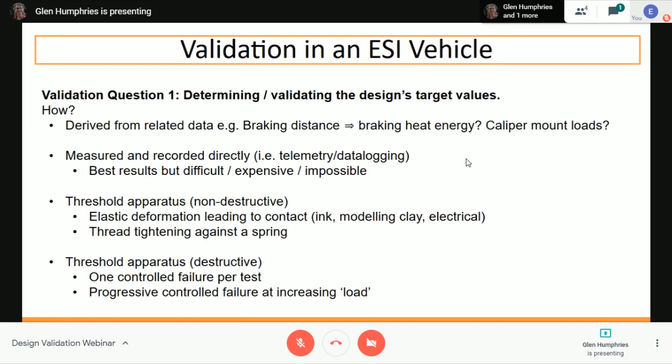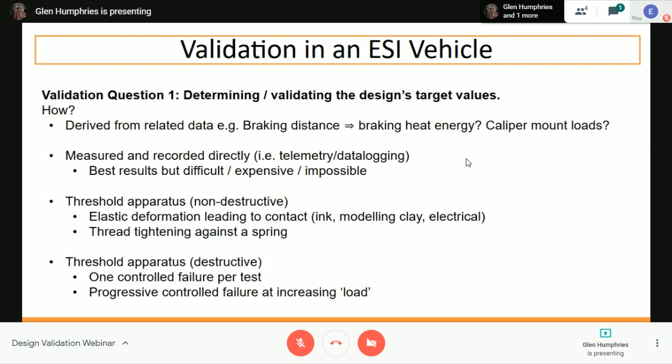So there might be 2 faces. Say one of them's got ink on it, the other one doesn't. You load this thing into your vehicle, you go driving around, you come in, has the ink transferred across, has that component reached that threshold. Another example is something like modelling clay, if the ink doesn't work, which you squash against one side, and then after testing, if it's been squashed by the other side of the sort of 2-part elastic component, then you know that threshold has been exceeded.